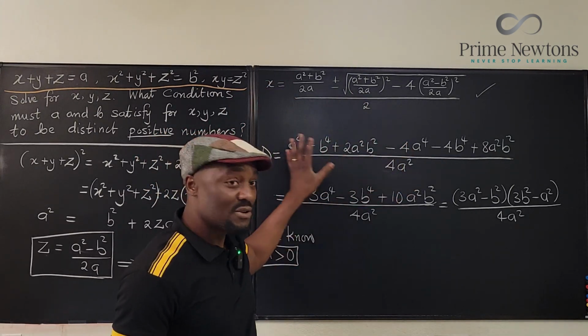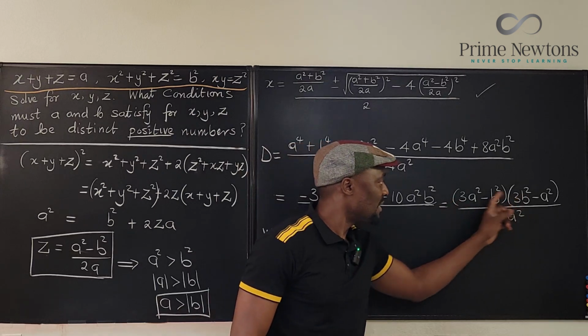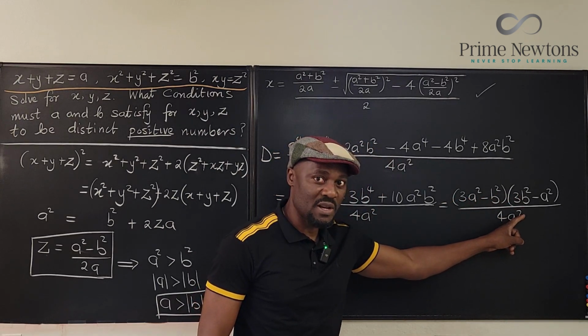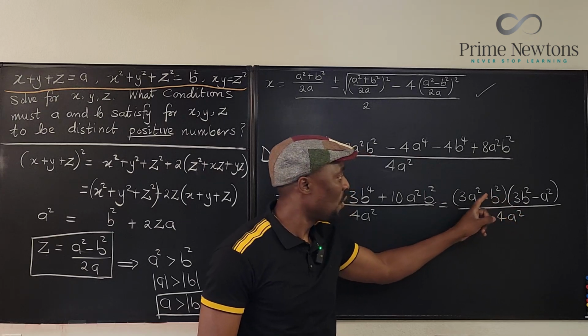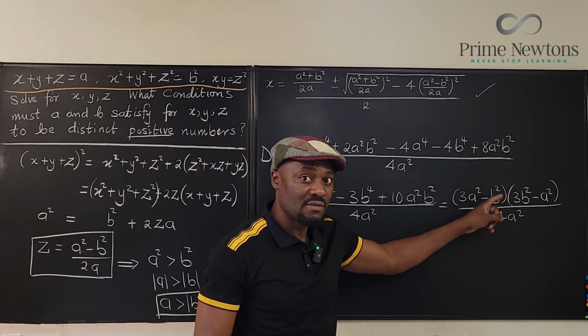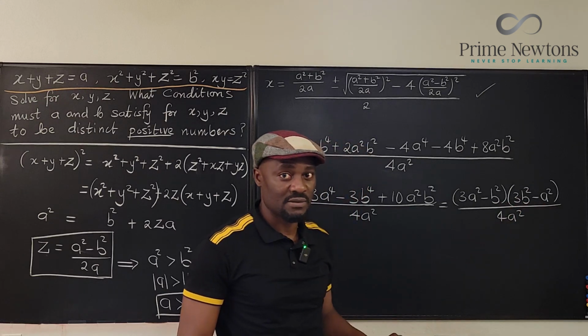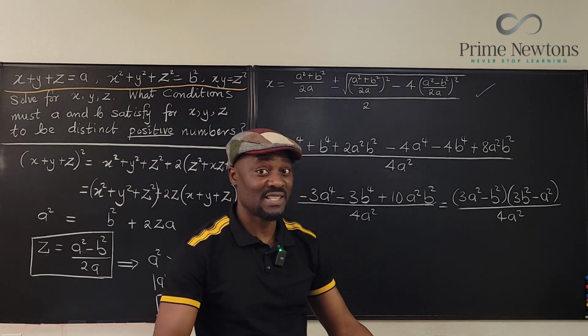For this to be a real number, this multiplication has to be positive. We already know that 4a squared is positive. So if the top is positive, both of them have to be positive or both of them have to be negative. So that's what we're going to investigate now.